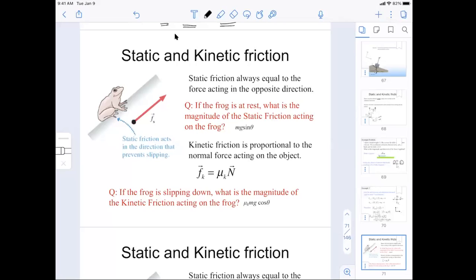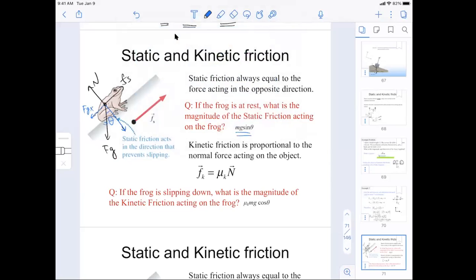If the frog is at rest, let's draw the free body diagram of the frog, which is you have gravity, you have normal force, and it's at rest. You must have static friction to balance out the component of gravity. The component of the gravity, again, I'm going to use a different color to show that this is just a component of gravity, is Fg in the x direction, is mg sine theta. We talked about this already. So static friction is mg sine theta.